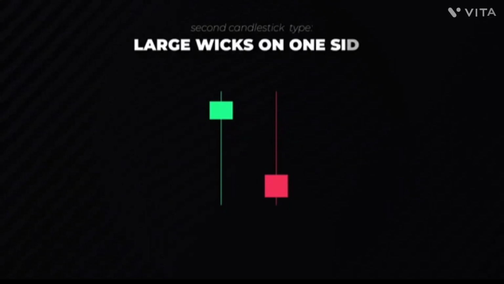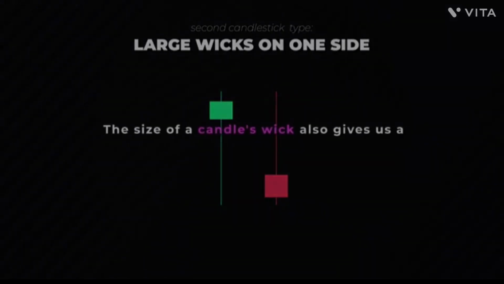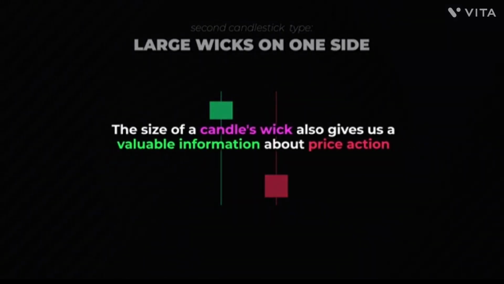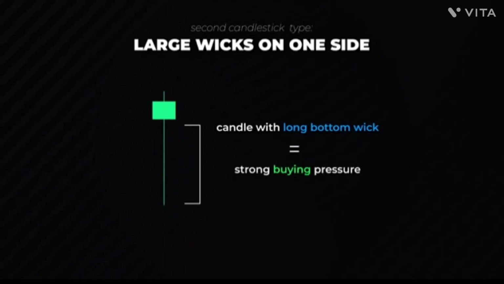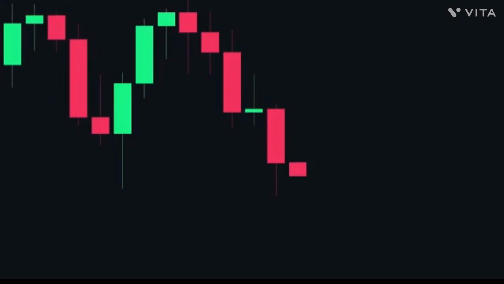Second type is candles with large wicks. The size of a candle's wick also gives us valuable information about price action. For example, a candle with a long wick on the bottom side indicates significant buying pressure. This is because for a wick to be long on the bottom, the price must have moved down significantly at one point. However, before the candle closed, buyers were strong enough to push the price back up considerably. This is why a long wick below indicates strong buying pressure.